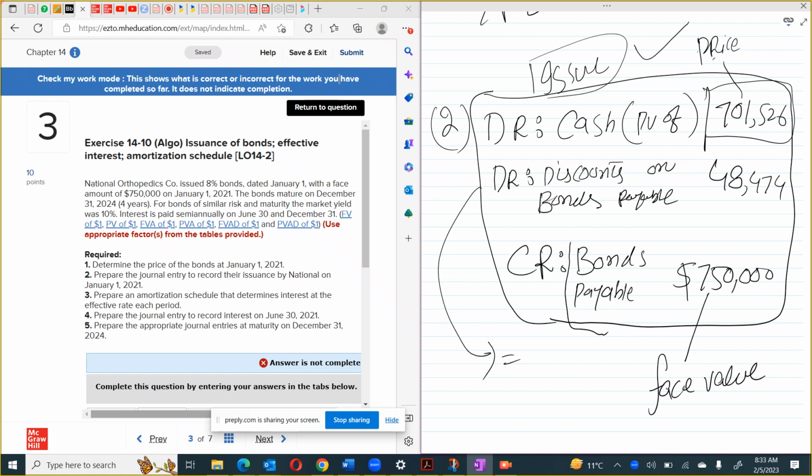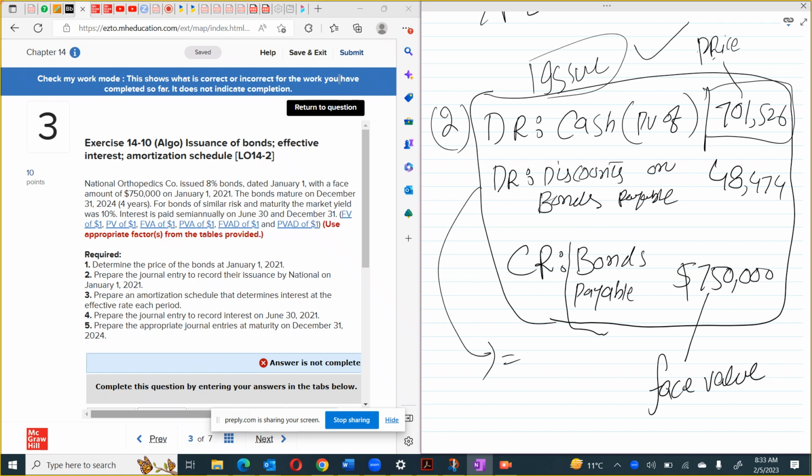Again it will be 30,000. Why am I completing the table? Although we are not required to complete the table in requirement 3, we have to prepare the appropriate journal entry on 31st December 2024 at maturity. So I need this last column and I cannot skip this. That's why yesterday we had to come back to calculate it again, so I will calculate it right here.